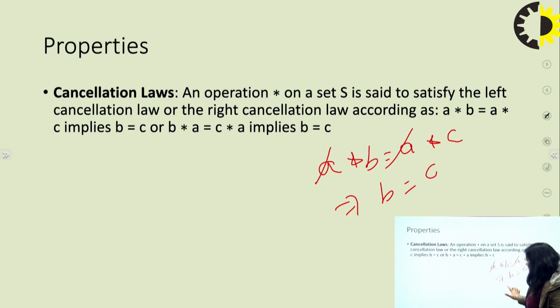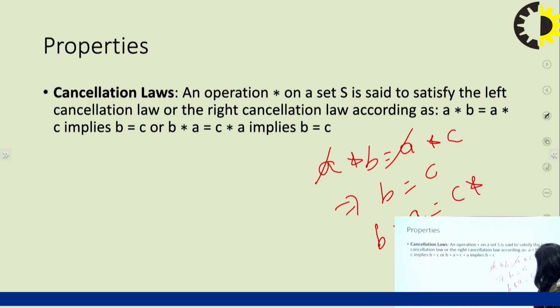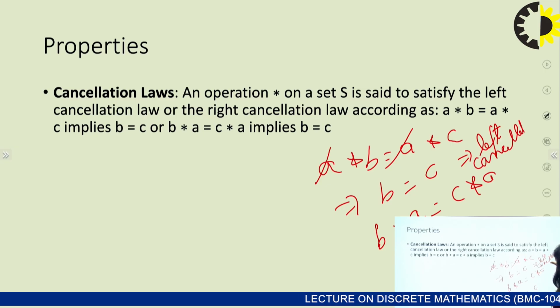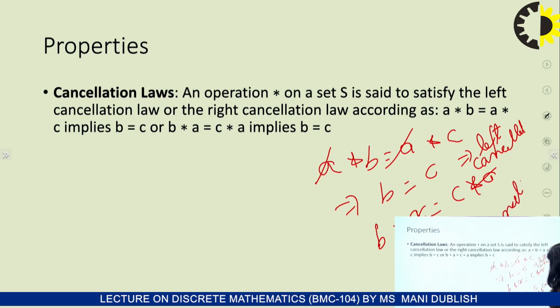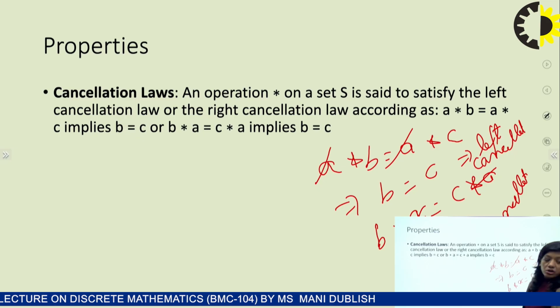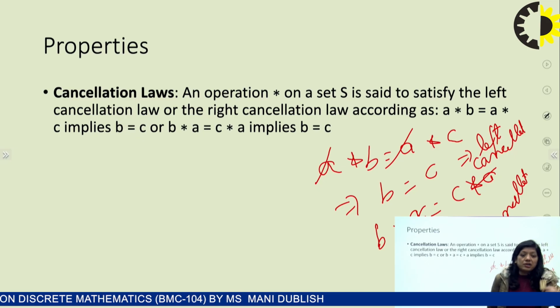A is cancelled from A. Similarly, B cross A is equal to C cross A implies that B is equal to C. What kind of property will this be called? Left cancellation law. And this one? Right cancellation law. So in the cancellation law we have two: the left cancellation law and the right cancellation law.